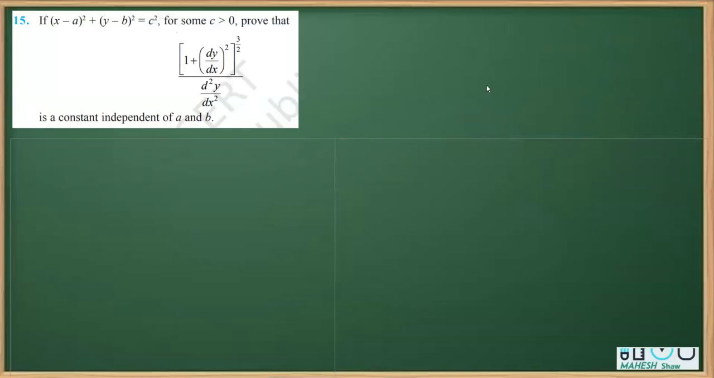In this video, I'm going to do question number 15, a question based on differentiation. Over here, we are given (x minus a) whole square plus (y minus b) whole square is c square, for some value of c which is greater than 0.